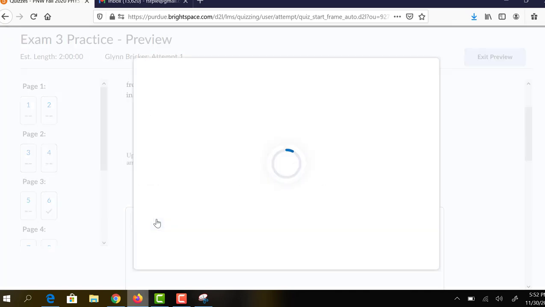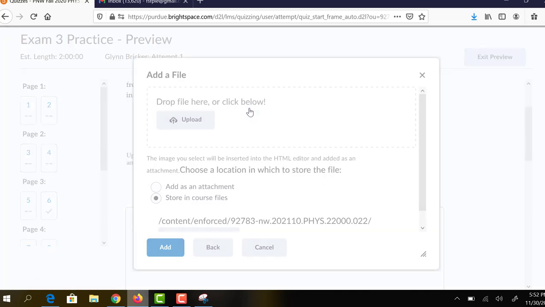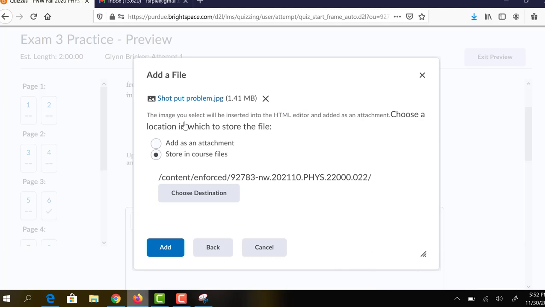I hit this picture-looking thing, my computer, upload, and I saved it on the desktop. So I'm going to click that. Okay, so again, I hit upload image. I looked on my desktop, found it, and you can see that it's being ready to be uploaded here.